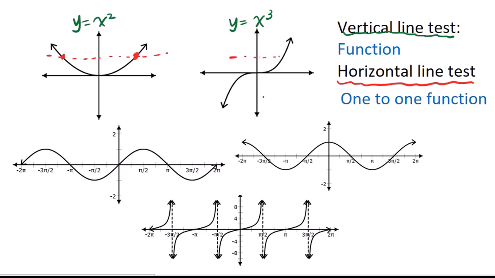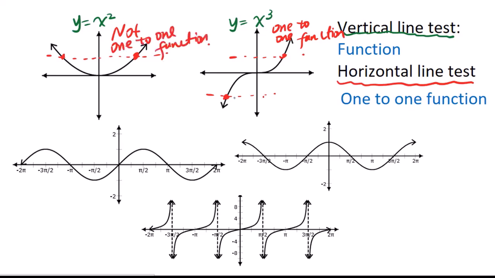When I draw any horizontal line, I only get one intersection. So y equals x to the third power is a one-to-one function, and y equals x squared is not a one-to-one function. Why is a one-to-one function important? Because only a one-to-one function has an inverse function.